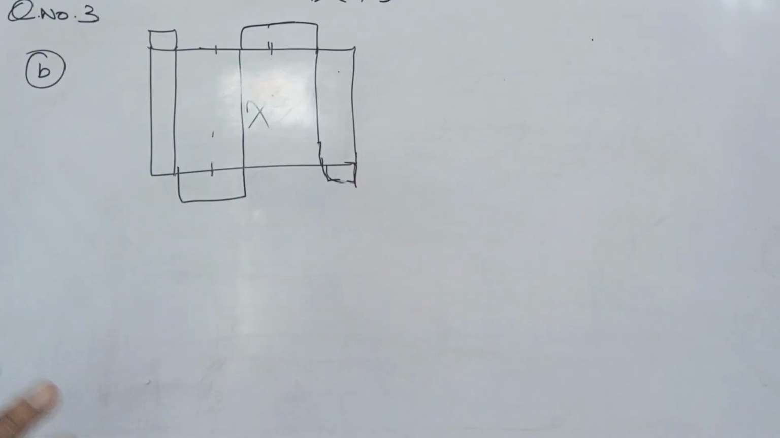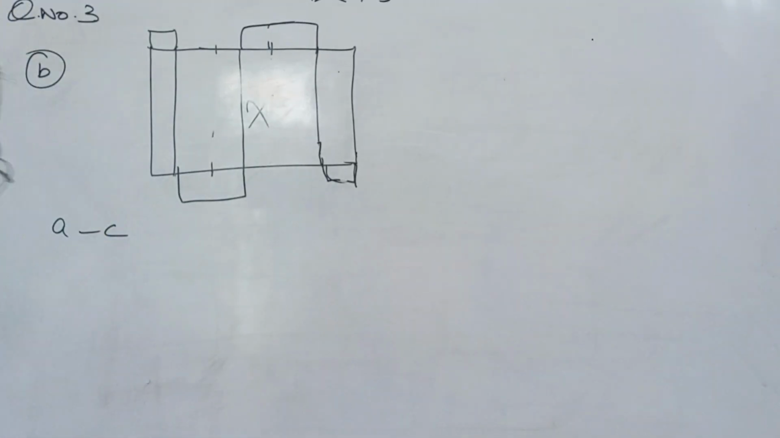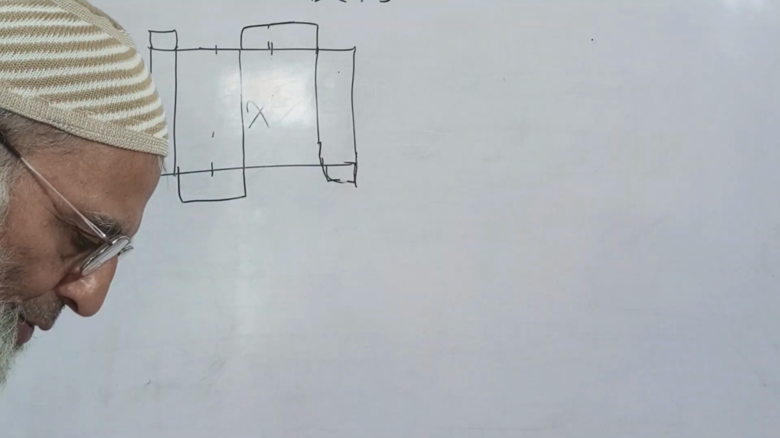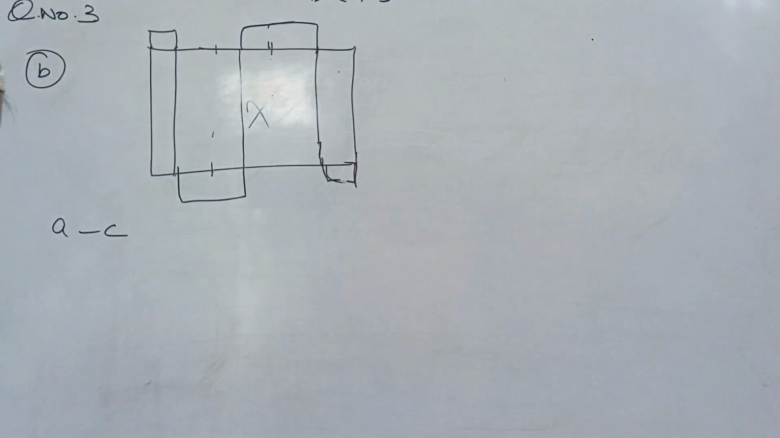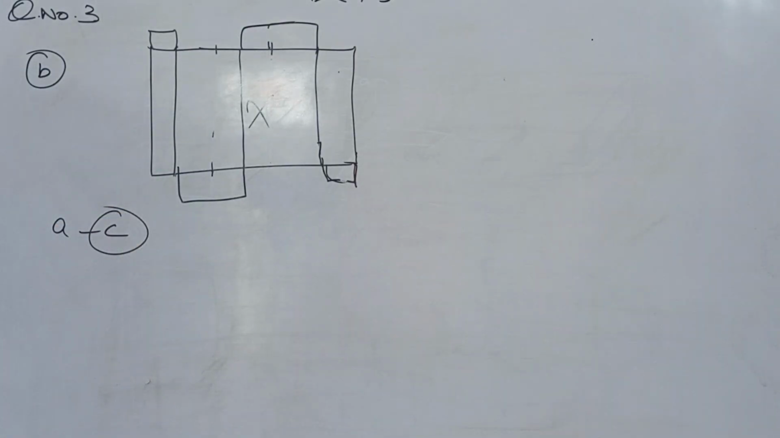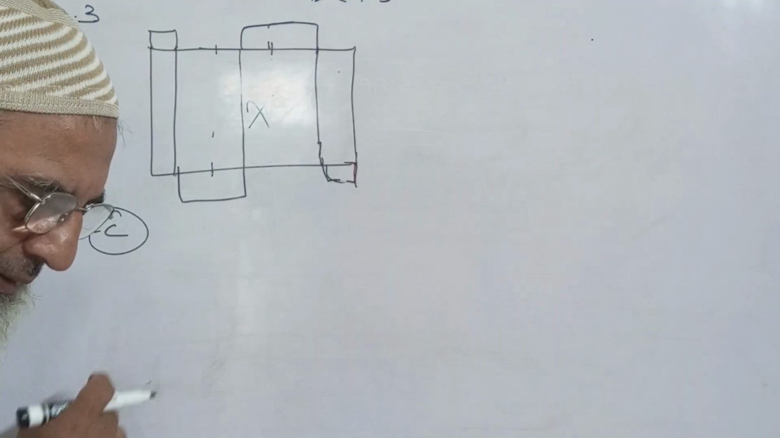Now, but 2 figures are left: A and C. Both have 6 faces. 1, 2, 3, 4, 5, 6. 1, 2, 3, 4, 5, 6. Now I have to choose. Yes, I have chosen. C has to be ruled out again. For what reason? Yes. Let me draw the C.